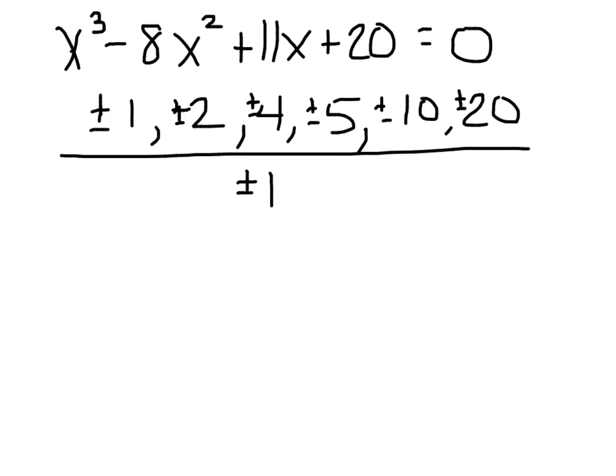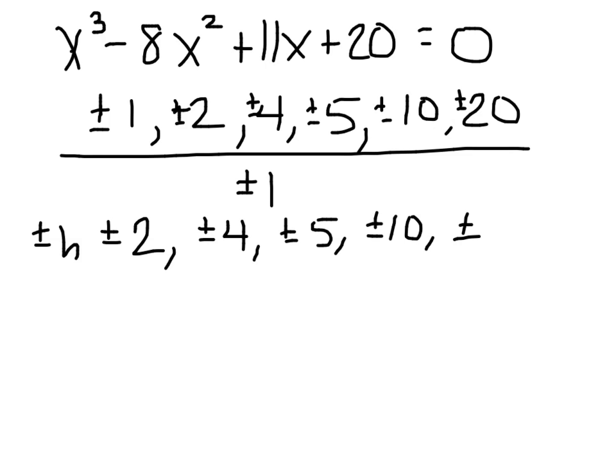What's 1 divided by 1? 1. What's 2 divided by 1? 2. What's 4 divided by 1? 4. What's 5 divided by 1? 5. What's 10 divided by 1? 10. And what's 20 divided by 1? 20. So, that's a 1 with a comma.